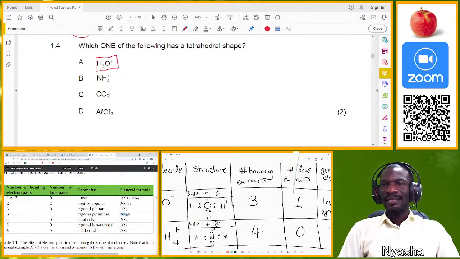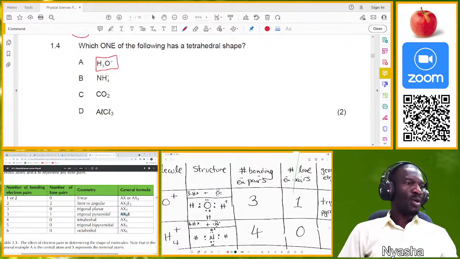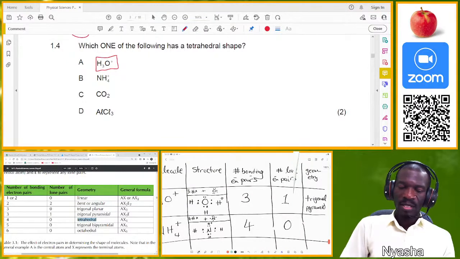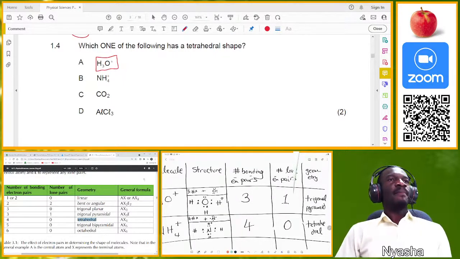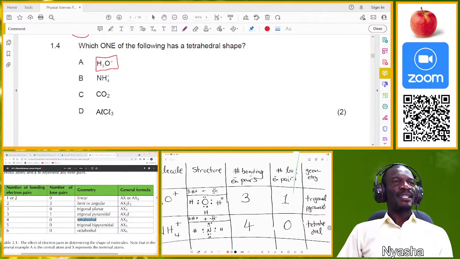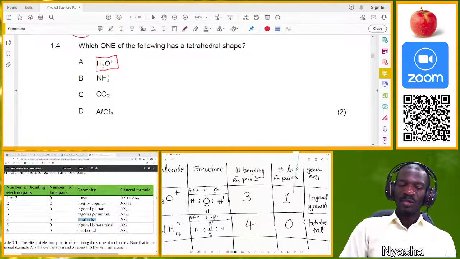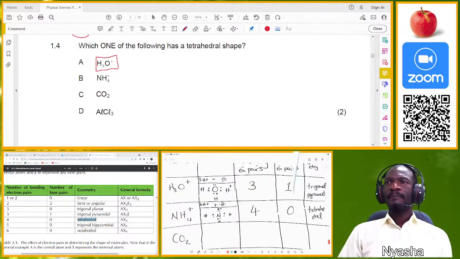If we look at our structure, let's look at this one with 4 bonding electrons. We've got the tetrahedral structure for ammonium. So that's tetrahedral. How does a tetrahedral structure look like? So we'll look at that when we are done. Okay. So let's jump on to the next one.